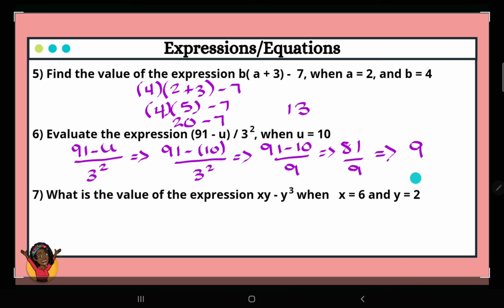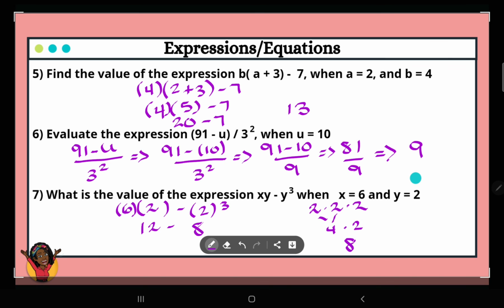So I'm going to put two sets of parentheses, and I'm going to put for x 6 and for y 2. And then I'm going to write my 2 to the third power. So all of the 2 is being raised to the third power. 2 times 6 is 12, and 2 to the third power is not 2 times 3, it's 2 times 2 times 2. 2 times 2 is 4 times 2, which is 8. So now I have 12 minus 8, which is 4, and that's my final answer.